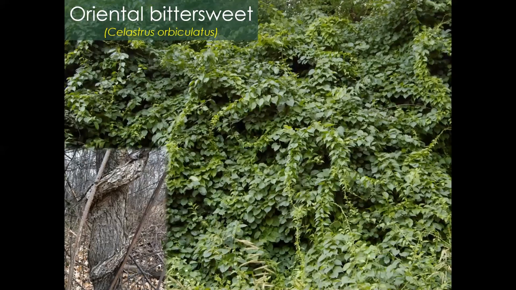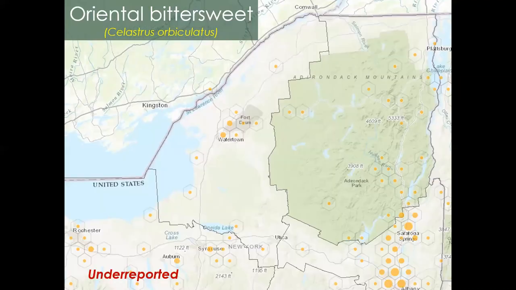This is again a map showing the distribution of oriental bittersweet across northern New York. This is a species that I would consider to be underreported. We know anecdotally that this is a relatively widespread species on the landscape, particularly in the eastern portion of our region around Lake George and going north towards Lake Champlain.